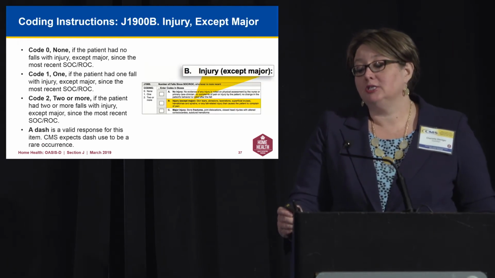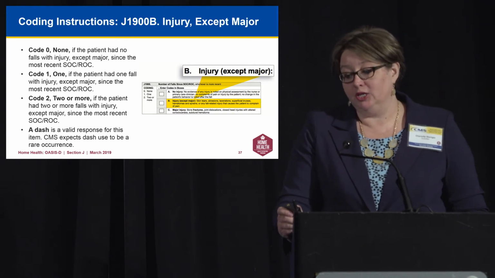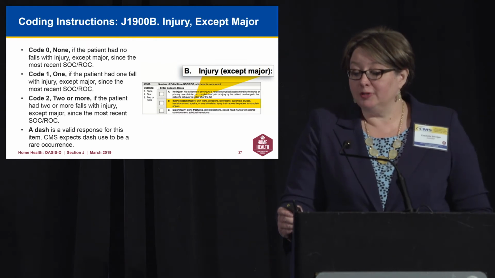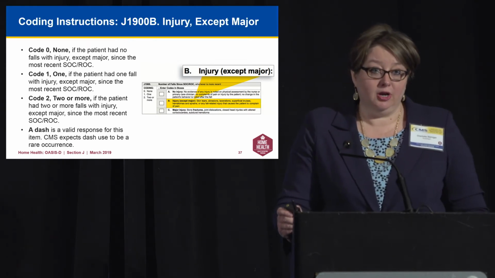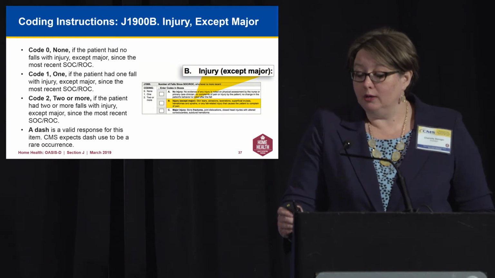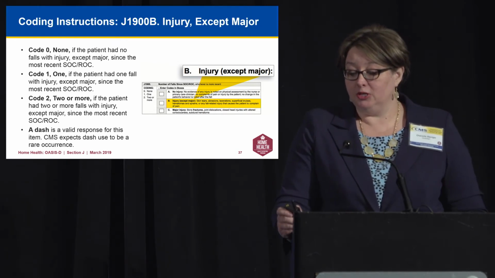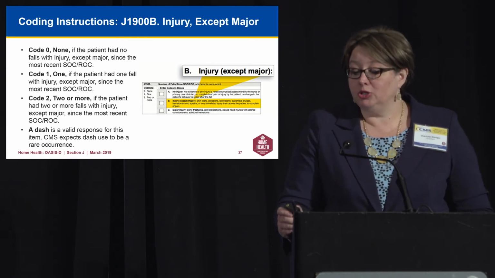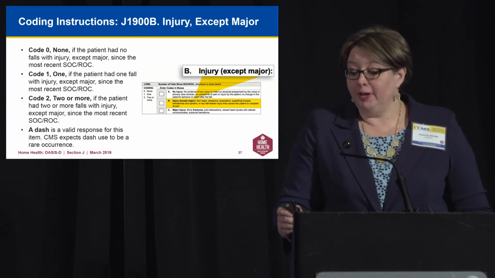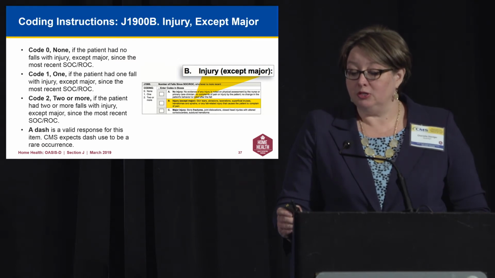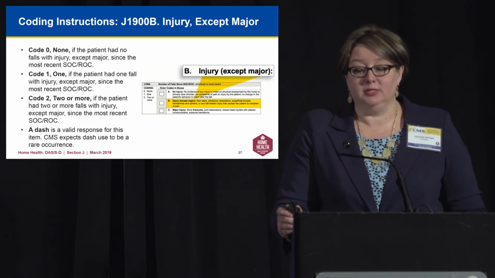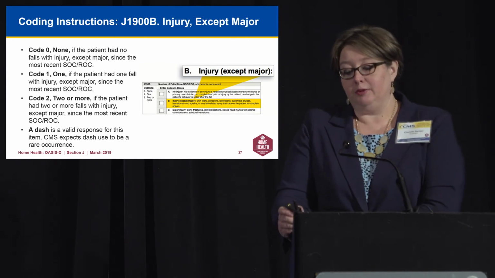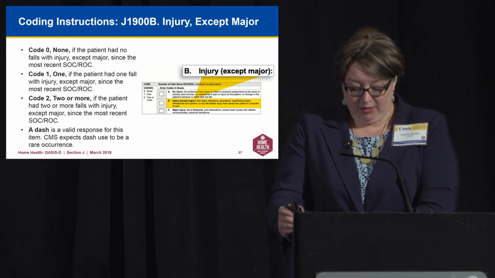So when we're looking at coding instructions for J1900B, injury except major, you're going to code 0, none if the patient had no falls with injury except major since the most recent start of care, resumption of care. You're going to code 1 if the patient had one fall with injury except major since the most recent start of care, resumption of care. You're going to code 2, 2 or more if the patient had 2 or more falls with injury except major since the most recent start of care, resumption of care. And again, for this submeasure, that dash is a valid response, although we would expect it to be rare.